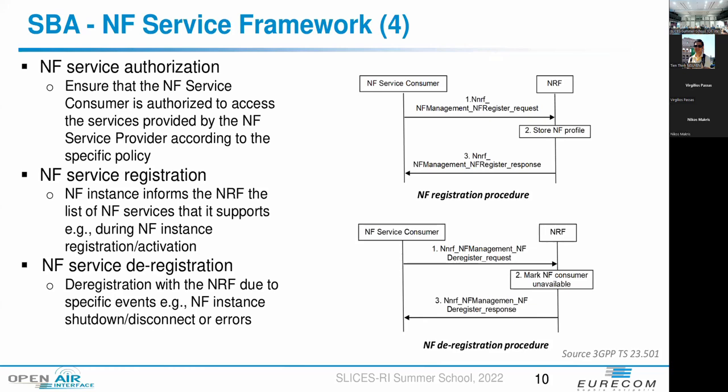In the 5G core, they provide a few services. One of them is service authorization, to make sure that the service consumer is authorized to access the service provided by the network service provider. And also network function service registration. You can see in the figure that the network function instance informs the NRF of the list of the services that is supported by the network function, for example during the network function instance registration and activation.